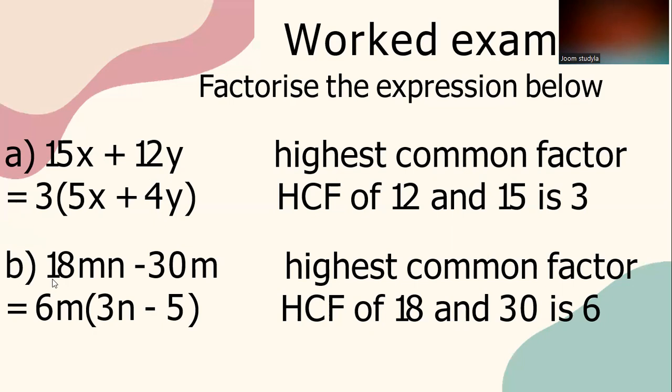And B, 18mn - 30m. In this case, the highest common factor of 18 and 30 is 6. So we put 6m and open bracket 3n - 5. Why 5? Because when 6m is multiplied by 5 it becomes 30m. When 6m is multiplied by 3n it becomes 18mn.